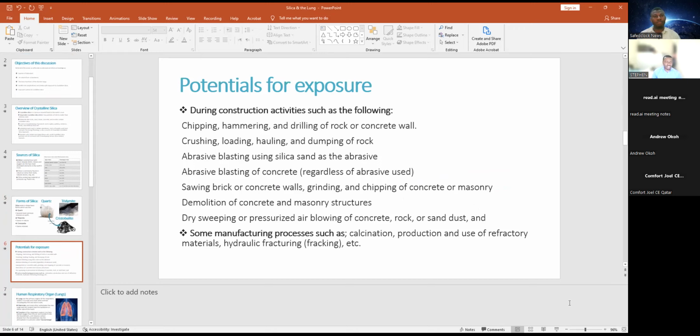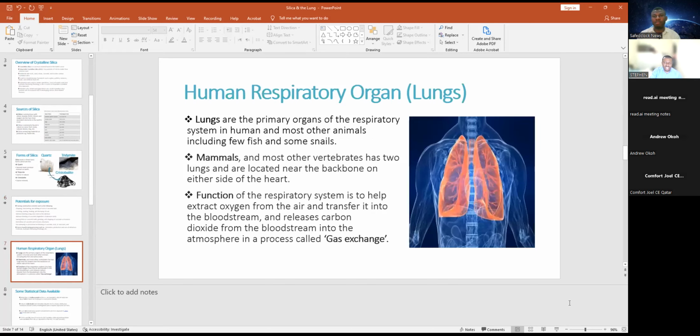All these activities can release silica dust into the atmosphere, whereby it would predispose workers to health-related issues with silica dust. Also, sawing bricks and concrete walls, demolition of concrete and masonry structures, dry sweeping or pressurized air blowing of concrete, rocks, and sand dust. These are common activities within the construction industry that can predispose workers to health risk. Some manufacturing processes, such as calcination, like I said earlier, production and use of refractory material, and hydraulic fracturing also tend to release crystalline silica into the atmosphere.